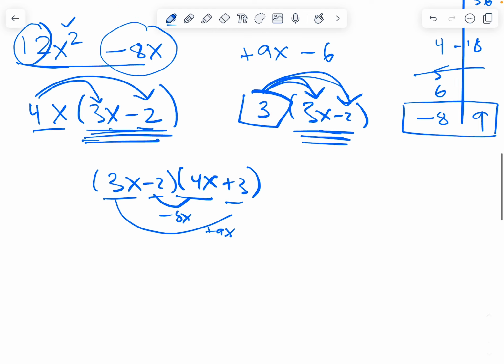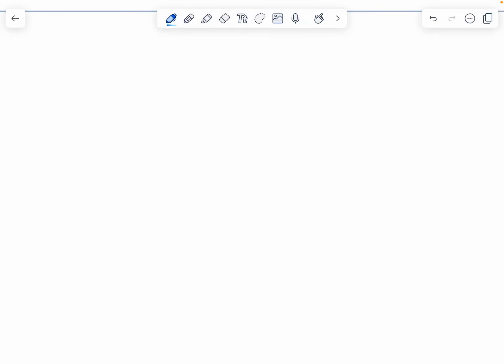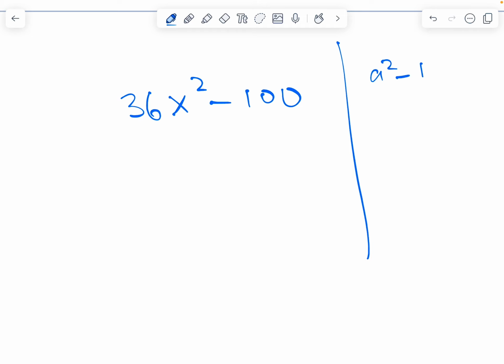Okay, so AC method, those are tricky. Practice them. You can get them, but they are a lot of work. Let's do this guy. We've got 36x squared minus 100. Now, the pattern on these ones, guys, is called a difference of squares. A squared minus b squared is a minus b, a plus b. So let's just apply that here. And I'm not going to explain this a bunch. I'm just going to go through a few examples until the pattern becomes clear.